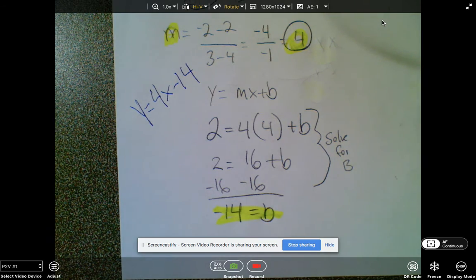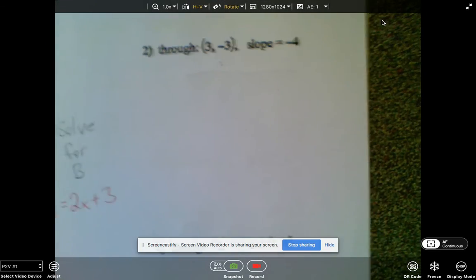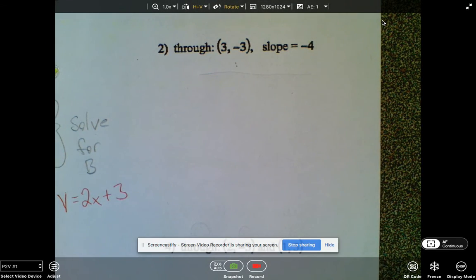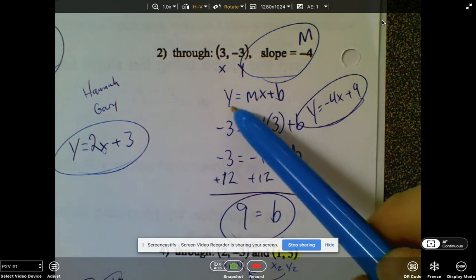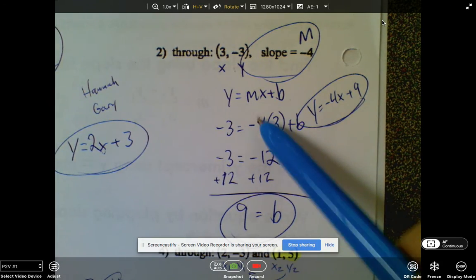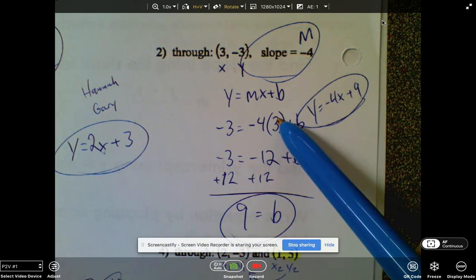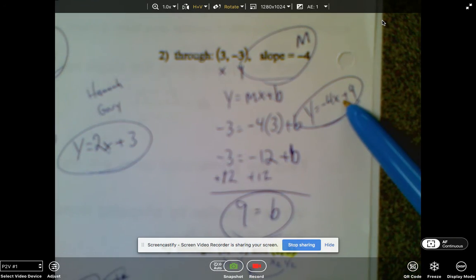So someone raise your hand. What did you get for number 2 for this one? What did you get for the equation? If you said -4x plus 9, you're right. Here's the work. So y equals mx plus b, it's -3, and then we go m is -4, x is 3, you get -12 plus 12 on both sides, you get 9, and then plug it in.